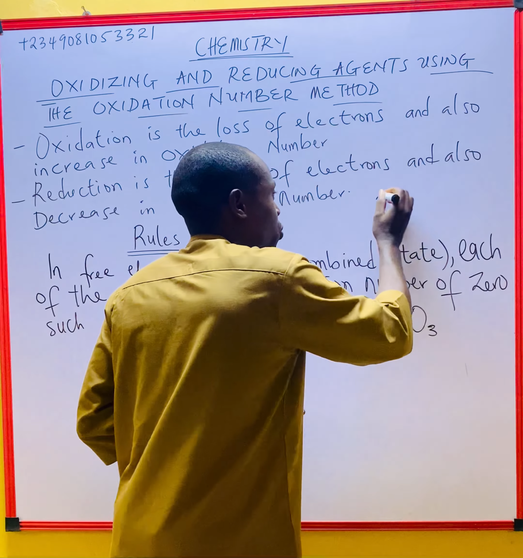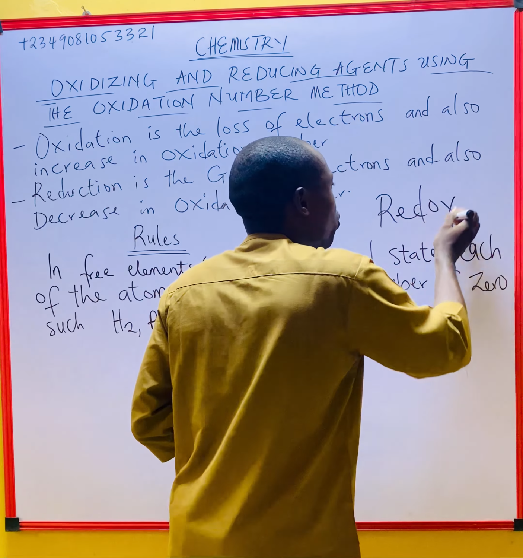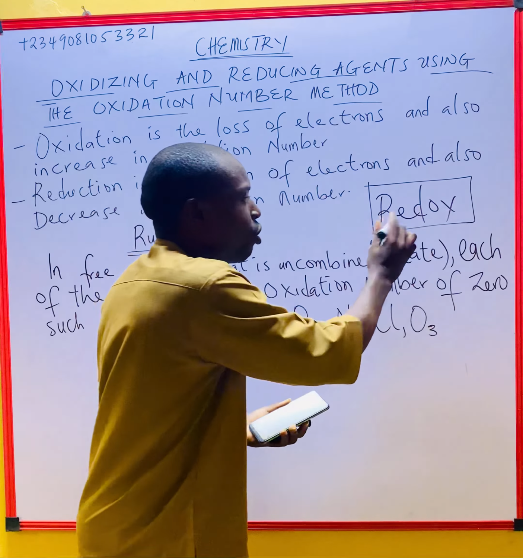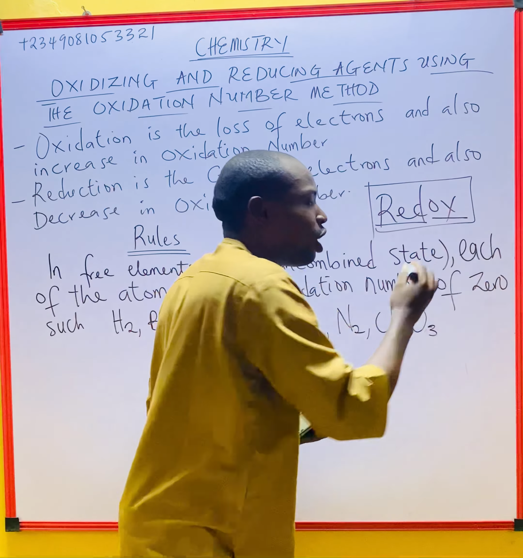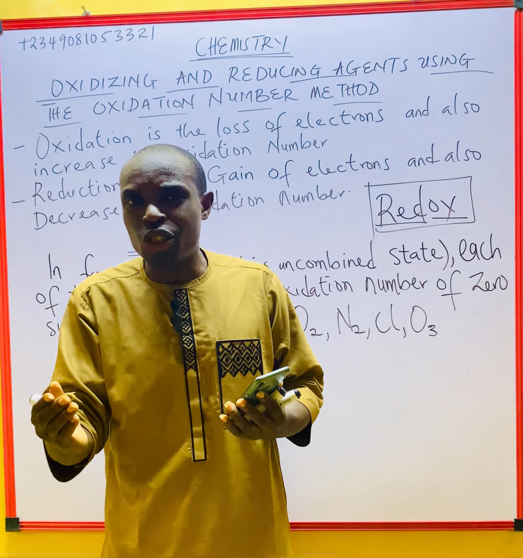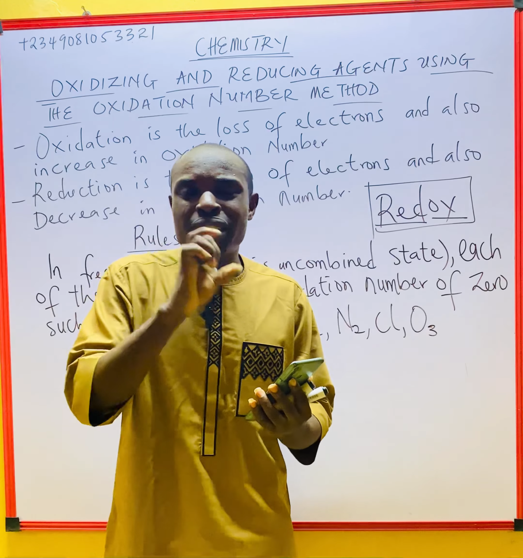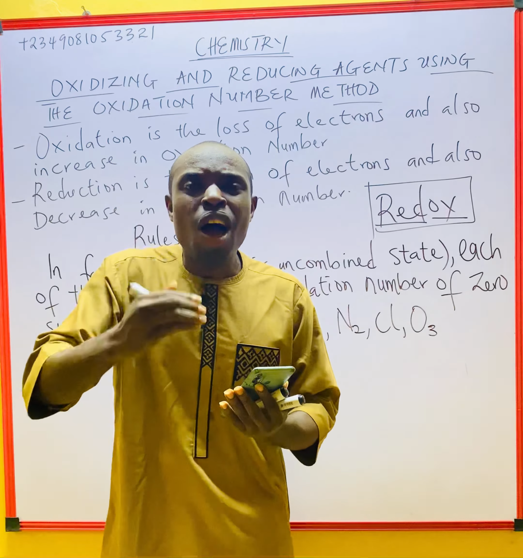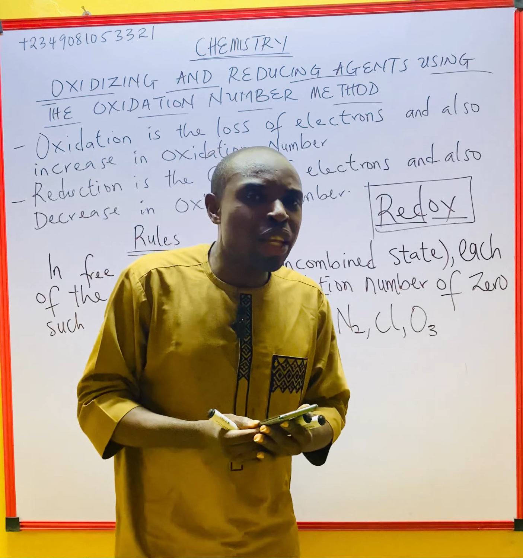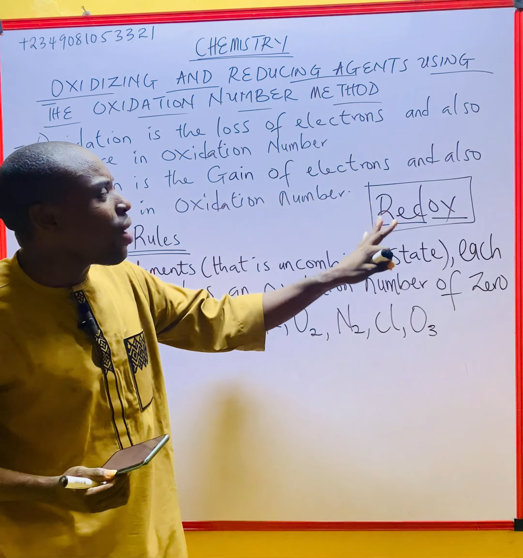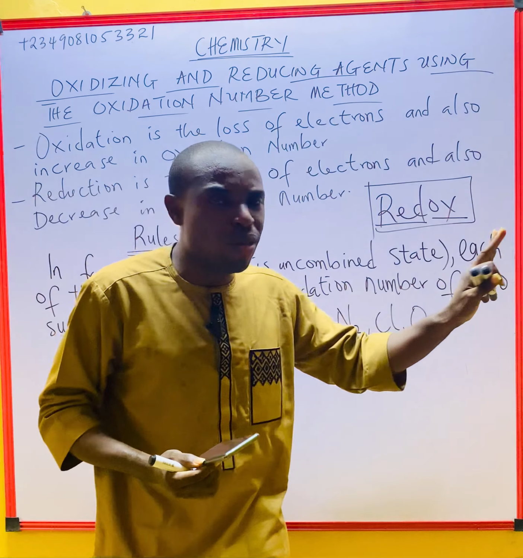Now, look at it, redox. We should understand that the word redox is broken down into two, which is reduction and oxidation, in the sense that both reduction and oxidation occur simultaneously. Now, for better understanding, we're going to begin by defining reduction and oxidation.